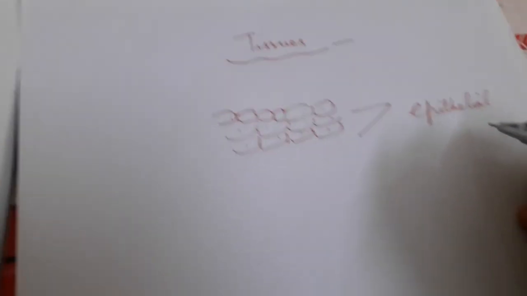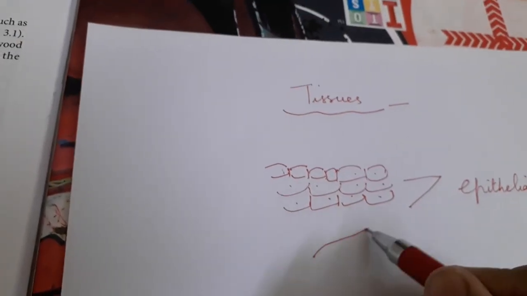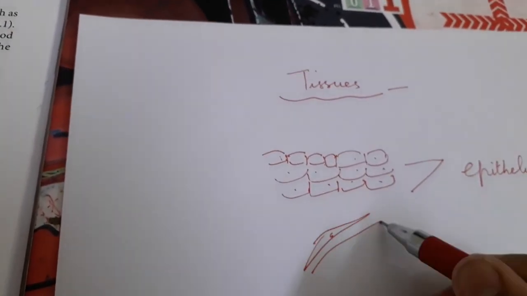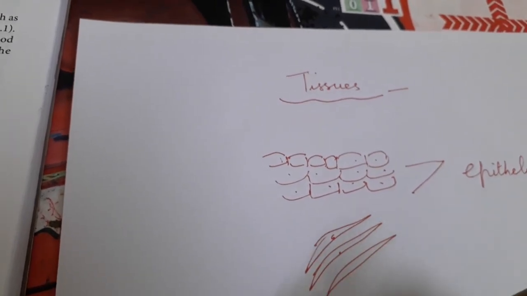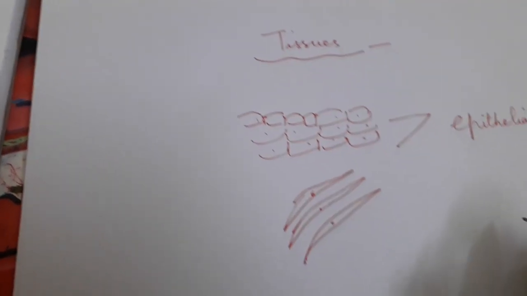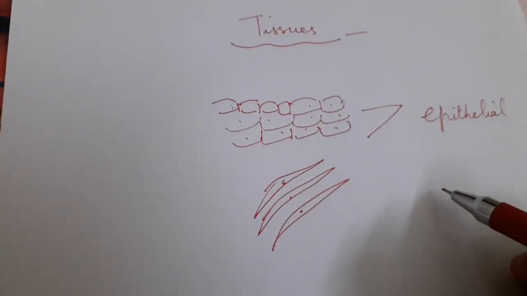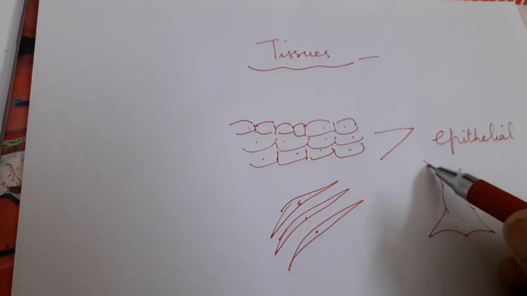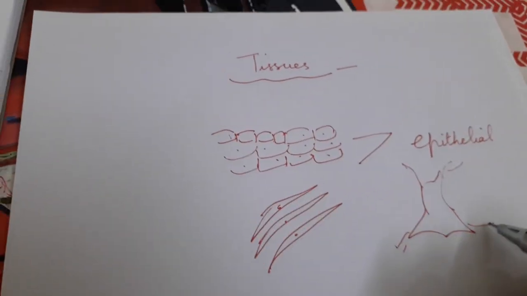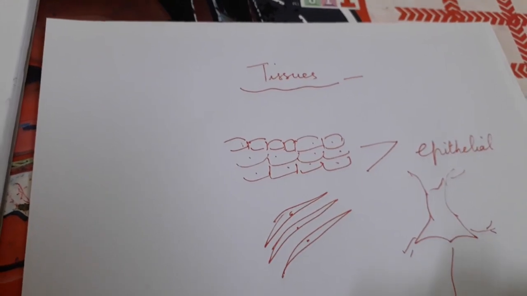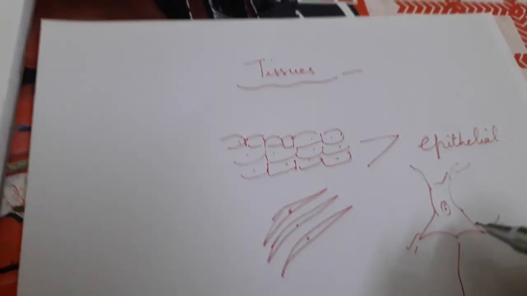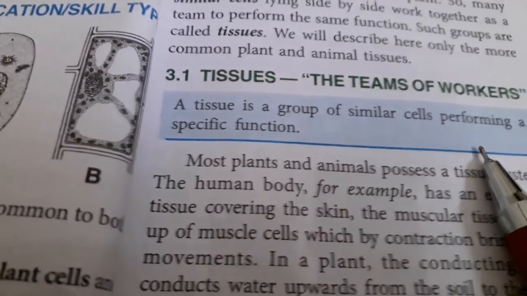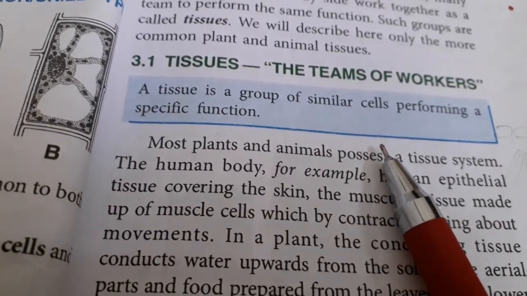Then you have read that there are various types of muscles in your body. So all the muscles together will form what? Muscular tissue. You have also studied that there are neurons. Neurons are present which form which tissue? They will form nervous tissue, right? Which have axons and dendrites. So similarly, tissue means a group of similar cells performing a specific function.